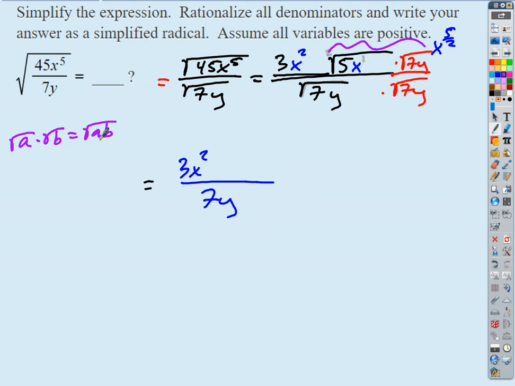So then inside, we're just going to get square root of 5 times 7 is 35xy. And 35 I can't do anything with, right? Okay. So that's our answer.